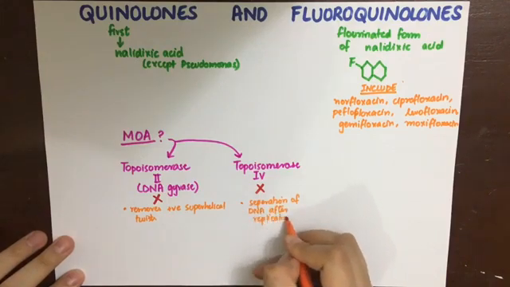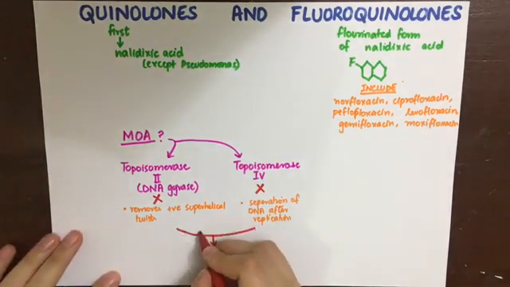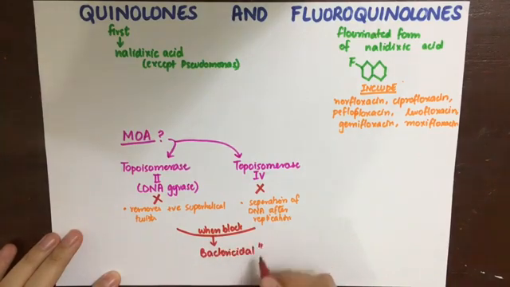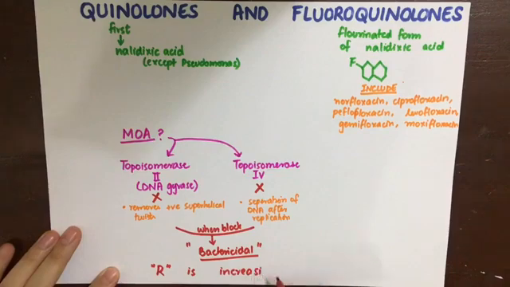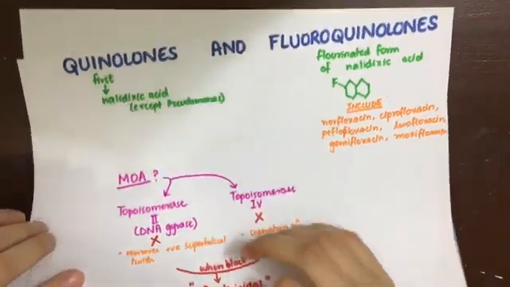Fluoroquinolones inhibit topoisomerase 2 in gram-negative bacteria and topoisomerase 4 in gram-positive bacteria, and thus inhibit bacterial DNA synthesis, so they are bactericidal in nature. Resistance to fluoroquinolones is emerging and increasing day by day.